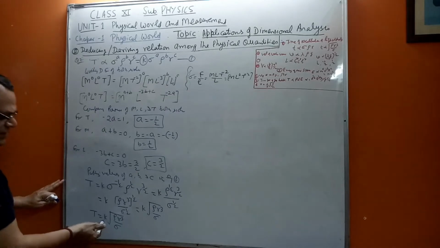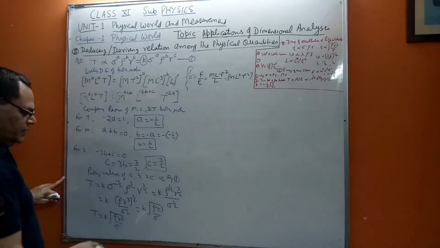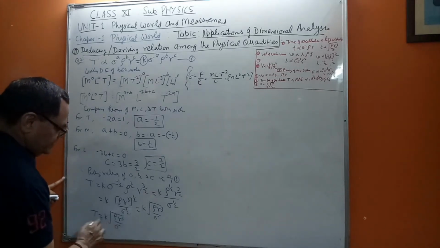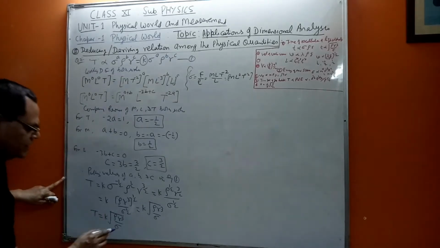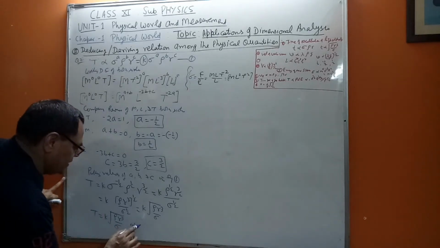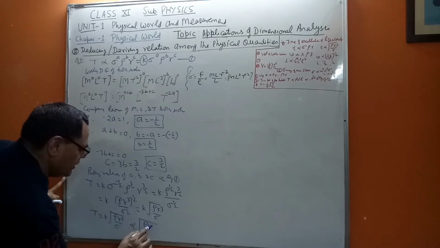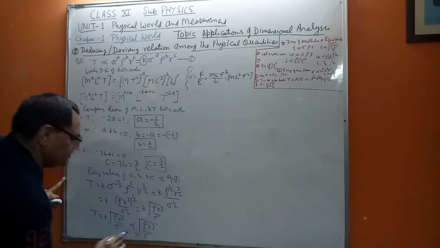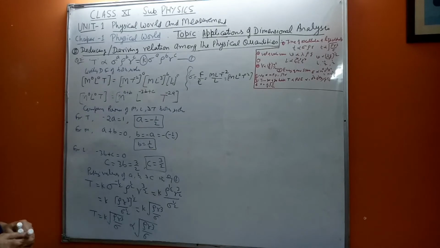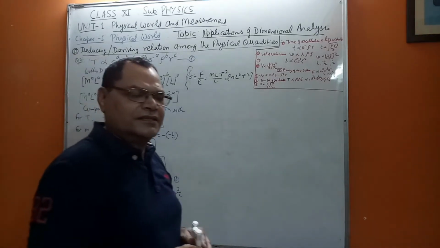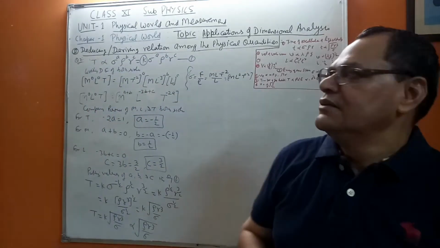K is of course a constant, which may have any value. So you can simply say that T, that is the time of oscillation of the liquid drop, is directly proportional to the square root of rho R cube upon sigma. Is that clear? I think you understood this well.